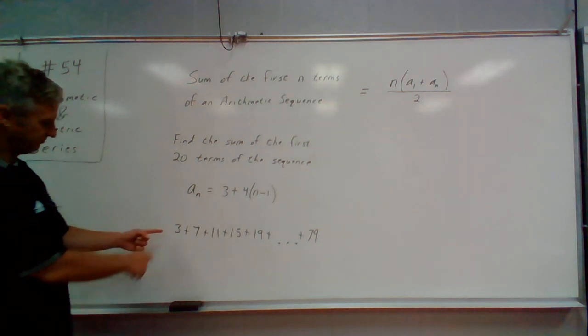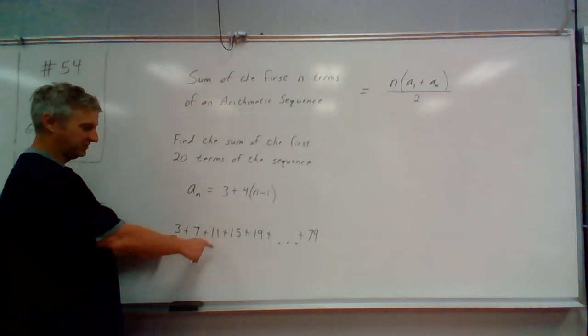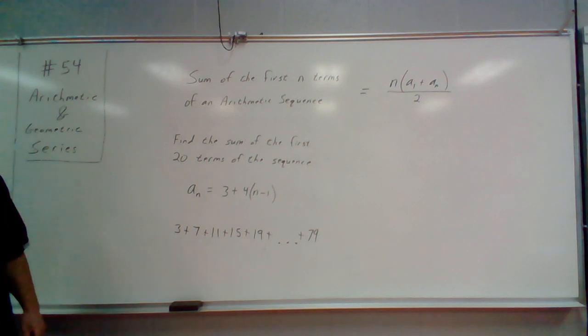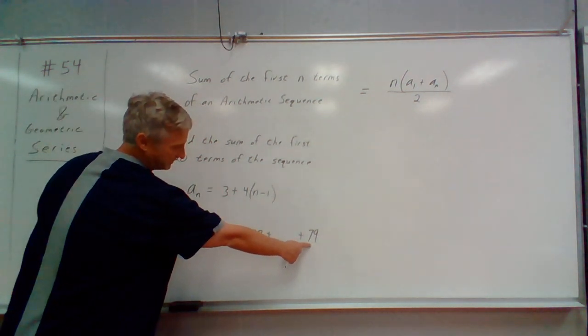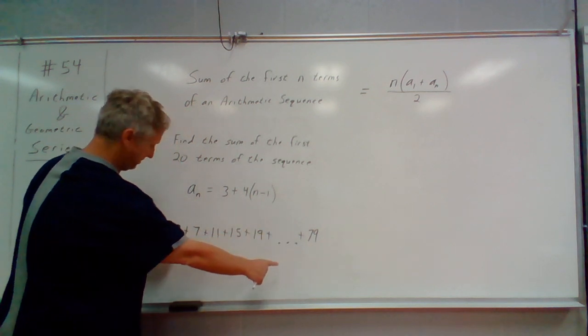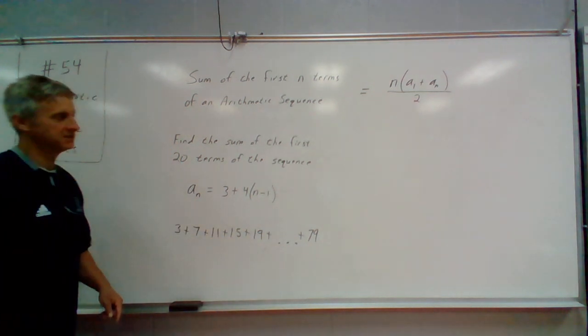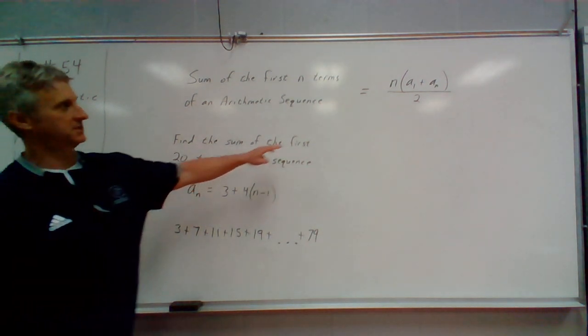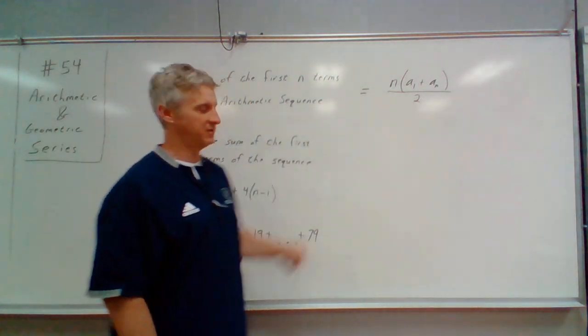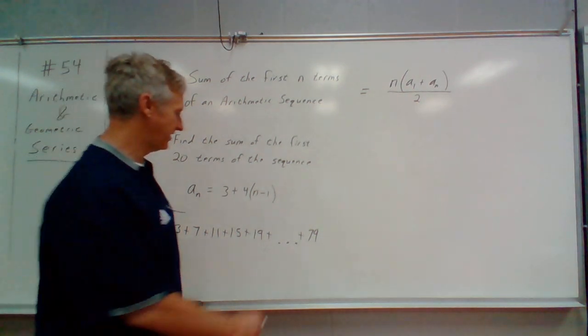I could just start adding. 3 plus 7 is 10, plus 11 is 21, but that's going to take a while. I could do Gauss's little trick and add the 3 and the 79 and get 82, and plus another 82, and do it like that. Or I could just use this simple formula that we got by doing Gauss's trick. So let's do that.